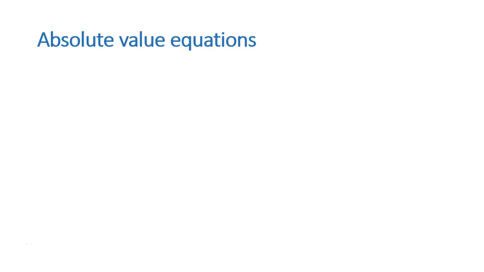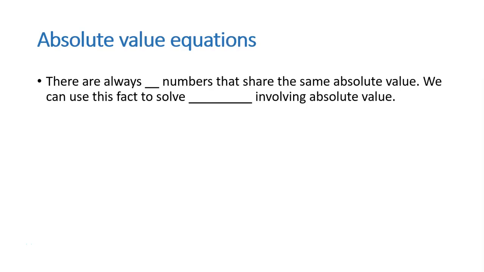So now let's talk about absolute value equations. There are always two numbers that share the same absolute value. That's actually what we just saw in the previous example. If we start at 0, we can travel the same distance in either direction and we get to two different numbers. So again, if we're thinking of distance as representing absolute value, then two numbers are the same distance away from 0. In other words, two numbers have the same absolute value. So we're going to use this idea to solve equations involving absolute value.